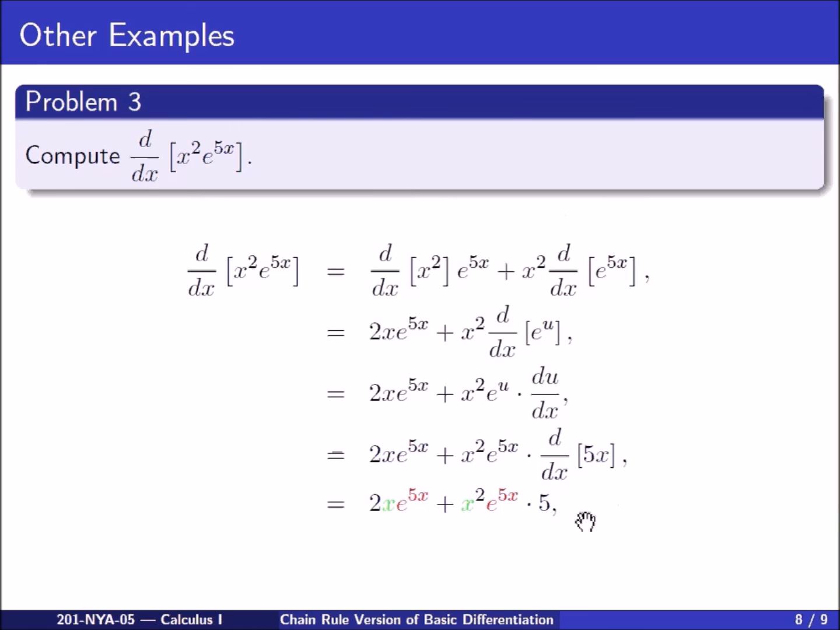Now I'm done differentiating, and what I can try to do is factor everything. As you can see, I have a common factor of x and a common factor of e to the 5x. If I put everything together, I get this. So this is my derivative, and this is the derivative we had obtained also in a previous video.